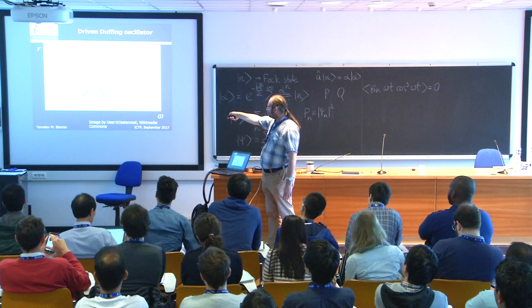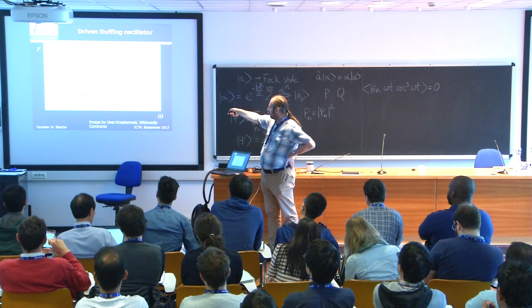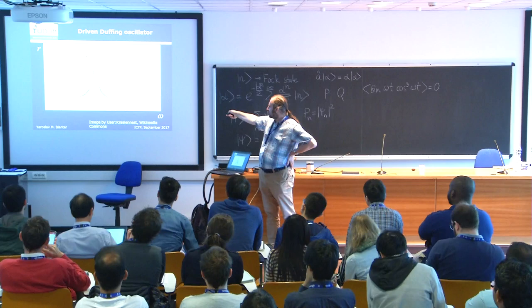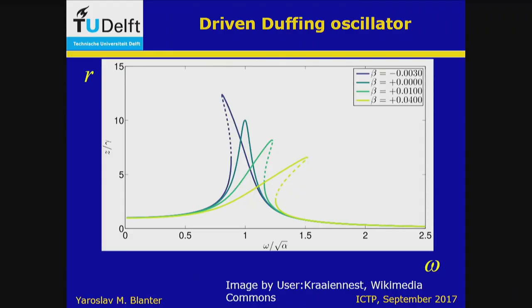You see that, first of all, depending on the sign of alpha, it either goes that way or that way. And then you have this kind of big shape of the response. So instead of a Lorentzian, which goes nicely like that, you have this response, which goes like this, and then goes back, and then goes like that. And you can also show that this part, when it goes back, is unstable.